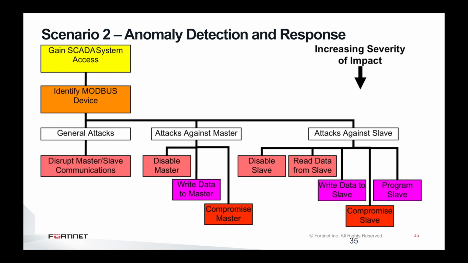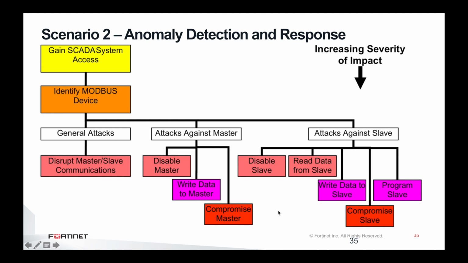Scenario number 2, anomaly detection and response. This is where Fortinet partners with our Fabric Ready partner to provide the anomaly detection. When an anomaly is detected, the logs and alerts are going to be sent to FortiSIEM for 24/7 response.